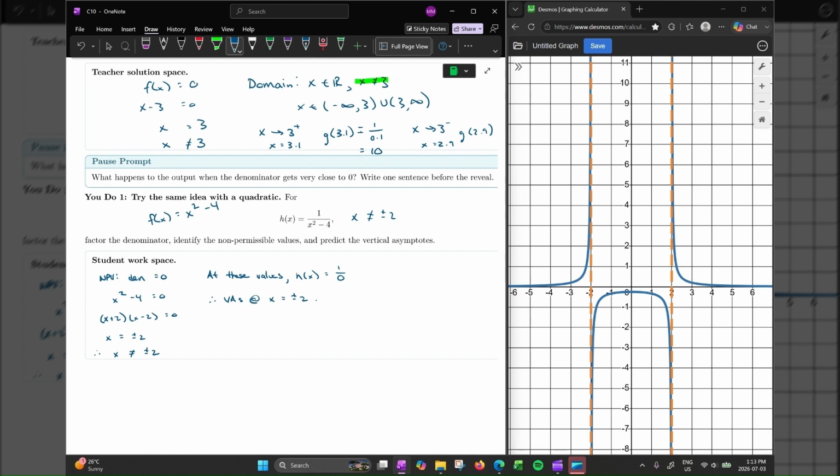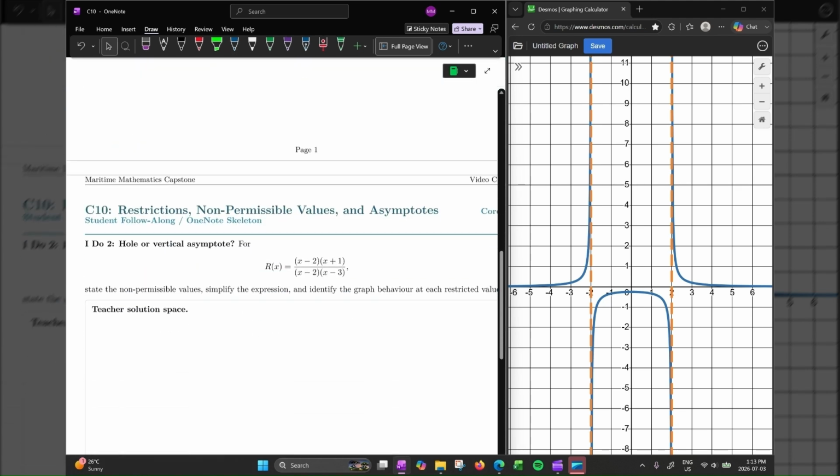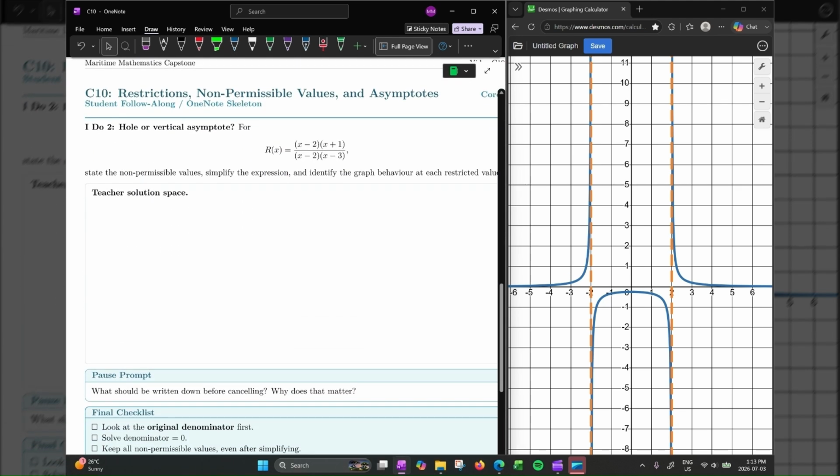And that's one for you to look at. So again, same idea, but a very different result. Okay, I'm going to do one more here. What happens if it cleans up? So we have r of x equals (x minus 2)(x plus 1) over (x minus 2)(x minus 3). So again, same idea: state the non-permissible values, simplify, and identify the graph behavior at those restricted values.